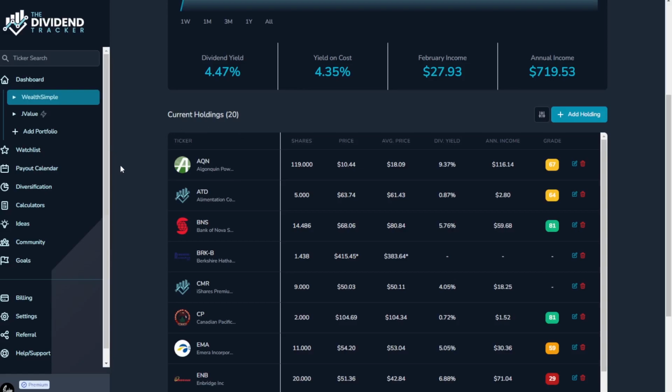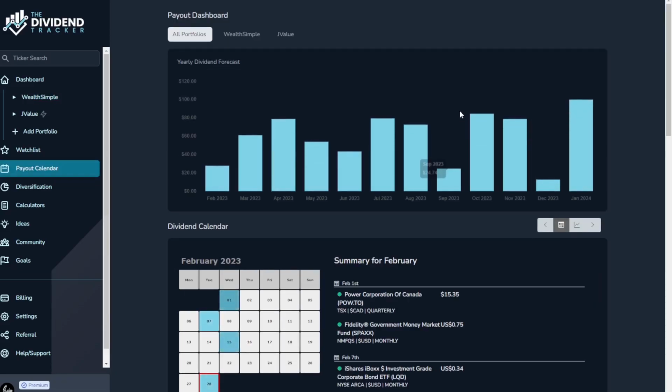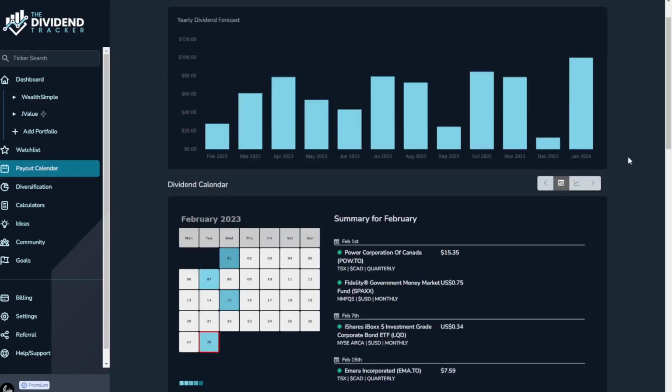One of the features the dividend tracker has is the payout calendar, and the payout calendar allows you to see when you will get your dividends and distributions, and this is updated constantly. Whenever there's a new ex-dividend date or anything like that, it is updated from the dividend tracker.